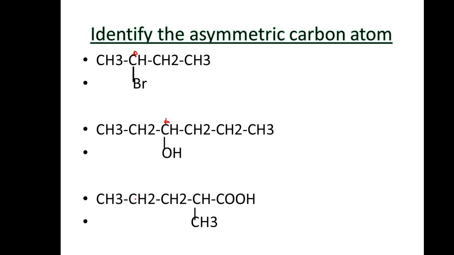Third one, 1, 2, 3, 4, 5, 6. Among the 6 carbons, only this carbon is connected to 4 different groups: one is hydrogen, one is CHO, one is CH3, and one is a propyl group. So this is the stereogenic center in this molecule.